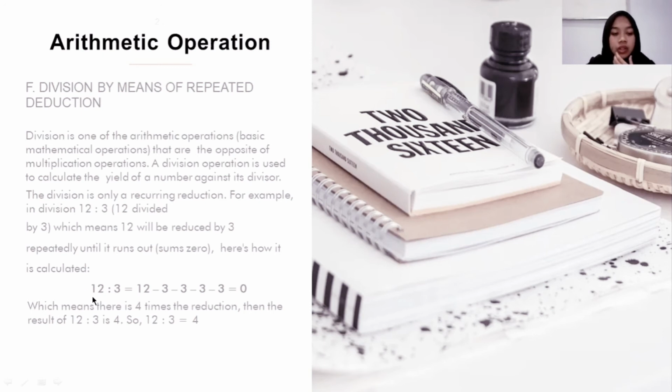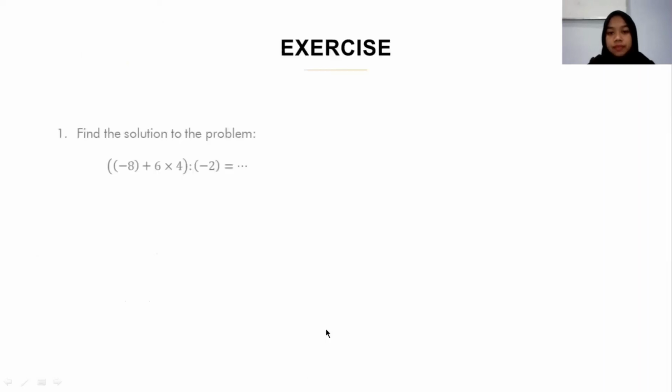Here's how it is calculated. We have 12 divided by 3, so 12 minus 3 minus 3 minus 3 minus 3 until the sum is 0. Which means there are 4 times the reduction, 1, 2, 3, 4. Then the result of 12 divided by 3 is 4. So 12 divided by 3 equals 4.